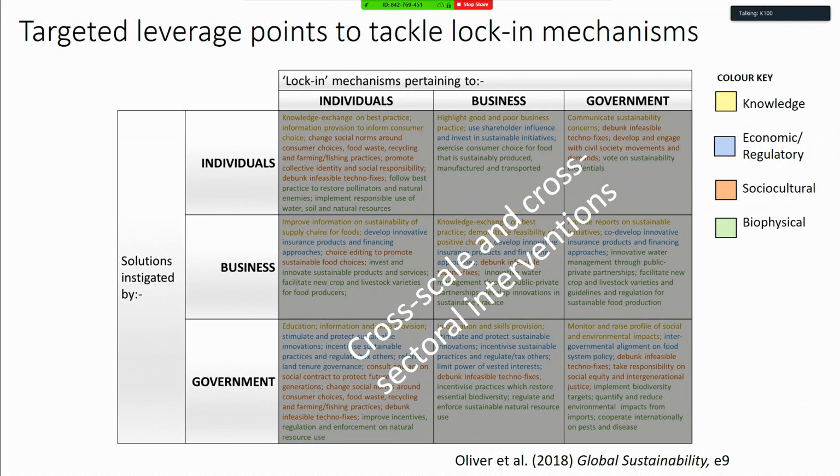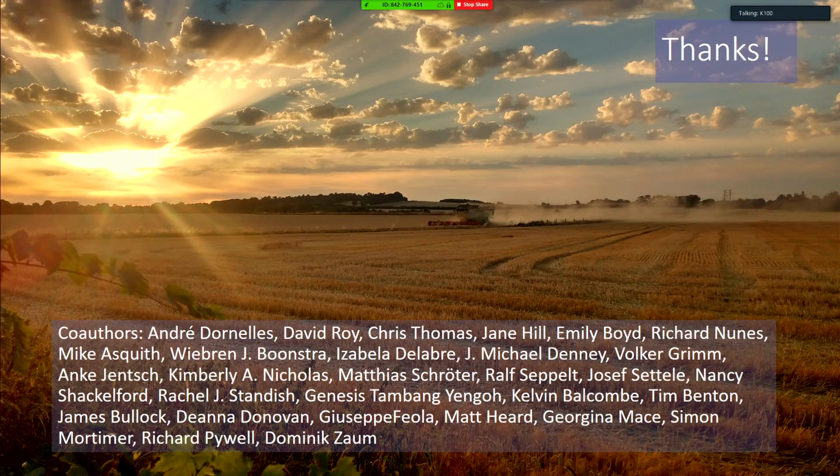And we need a much more coordinated approach to addressing all the mechanisms that lock in these systems. Otherwise, we won't effectively transform those systems. And then we'll have a kind of food system which looks beautiful, not just in sunset, but also delivers a whole range of multiple benefits that we really want these systems to deliver.